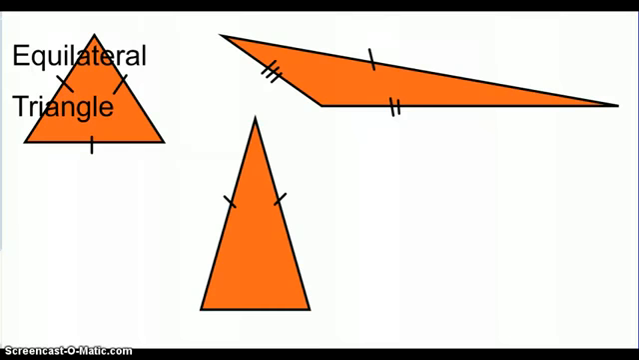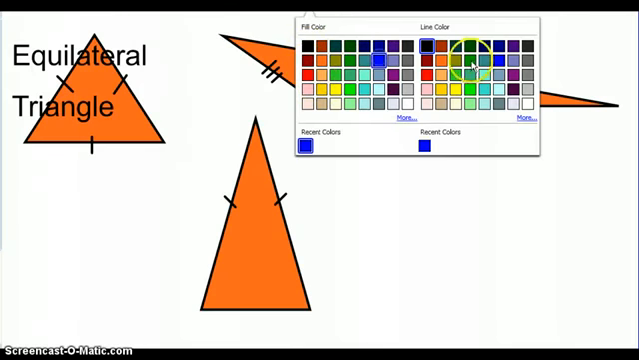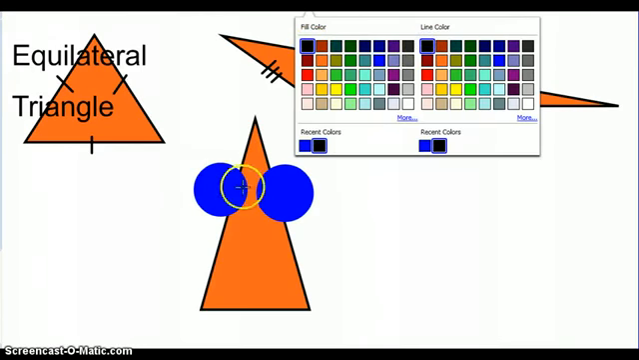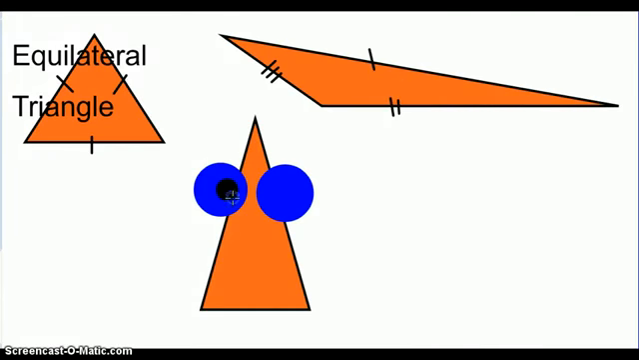Some people like to think of this as, let me see if I can get a little artwork going here. Okay. Bear with me. I'm trying to make these look like little eyes. Here, I'll make them kind of googly-eyed. There we go. So he's kind of a googly-eyed triangle. These two sides are the same length, so I put two eyes there, and we call him an isosceles.